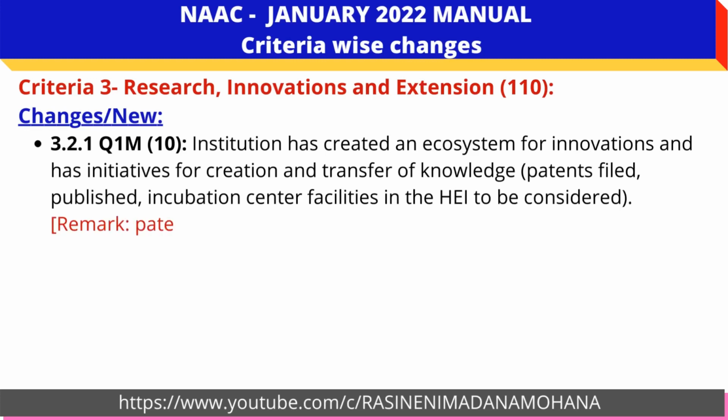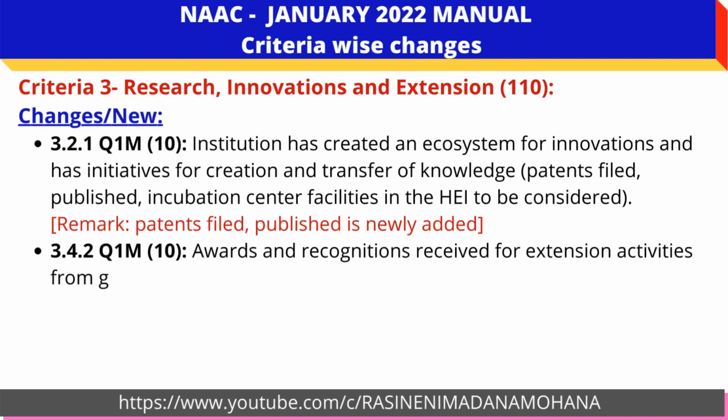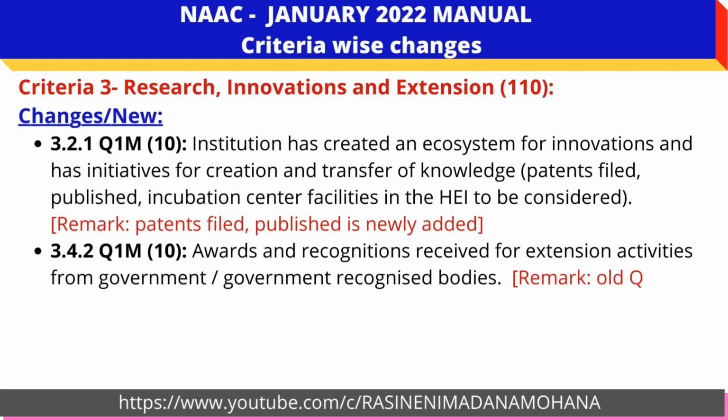Then 3.4.2, again a qualitative metric. This is also old, but what is the change? Awards and recognitions received for extension activities. Earlier actually this was a quantitative metric. Now this is converted into a qualitative metric, the same number, but quantitative is converted into qualitative. That means during peer team visit this will be evaluated.